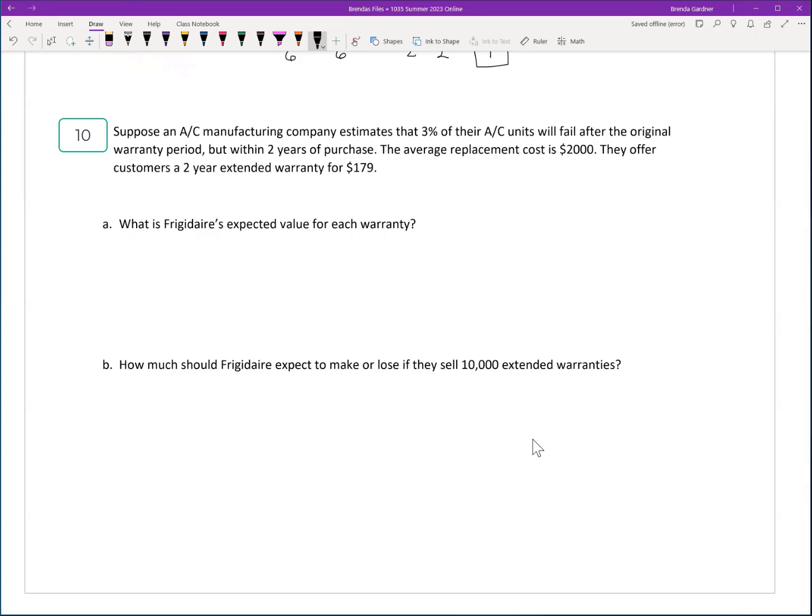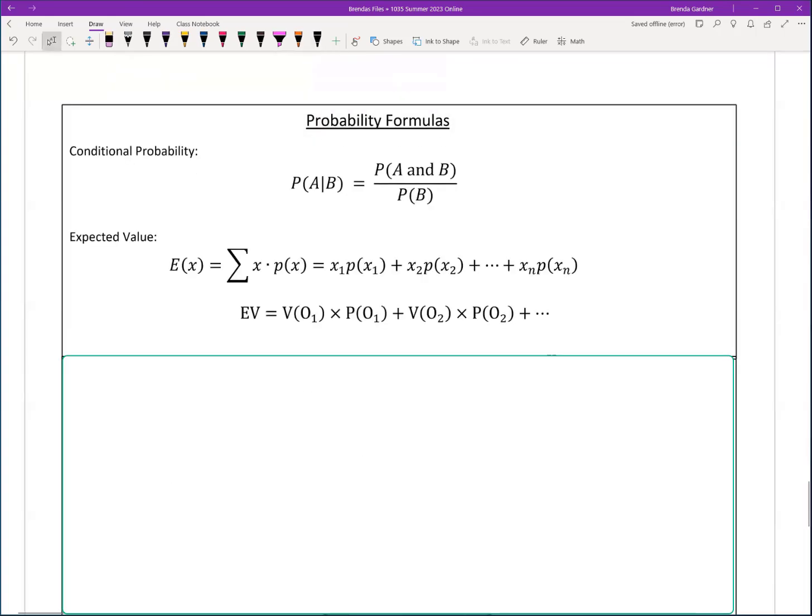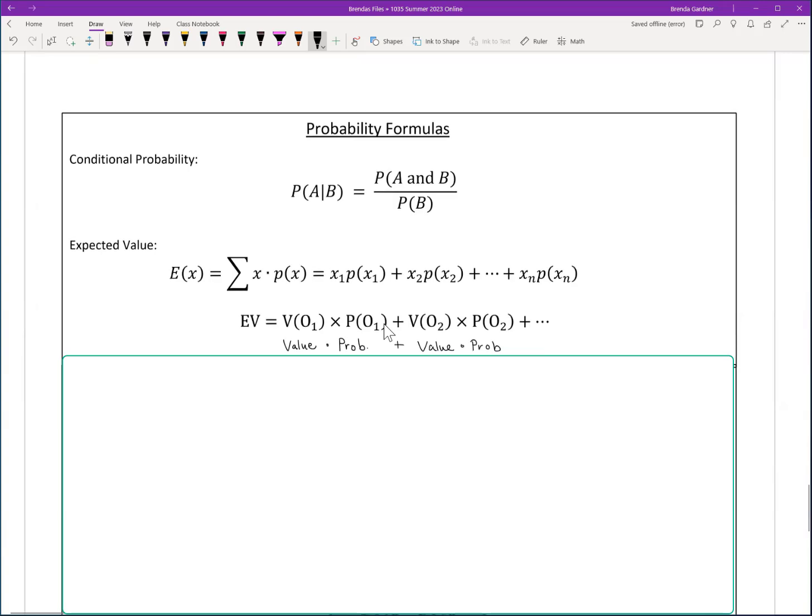This is the first one where the expected value looks super, super confusing, but it's actually, I like the second formula. It's the value of option one, or they call it outcome one, times the probability, plus the value of outcome two times the probability. And then however many ways that this can be thought of.